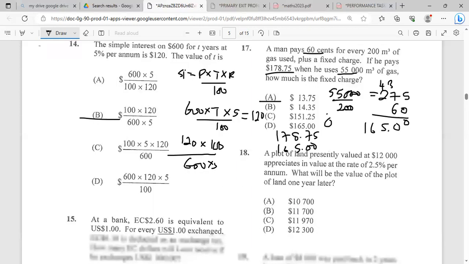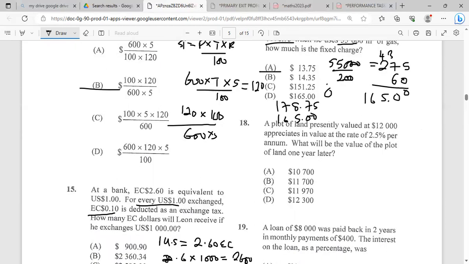It says a plot of land presently valued at $12,000 appreciates in value at the rate of 2.5%. Now, guys, I will not work it out because appreciate means the value goes up. This is the only one that has a greater value, so it has to be this. This is some of the knowledge that they test from you. You don't have to waste time because you know appreciate means the value goes up. Let's move on to 19.